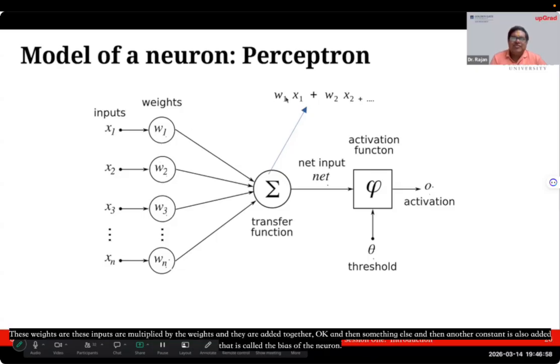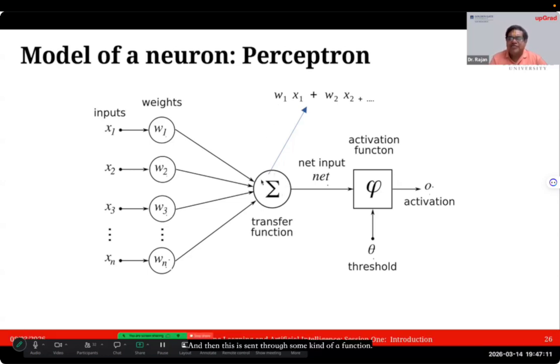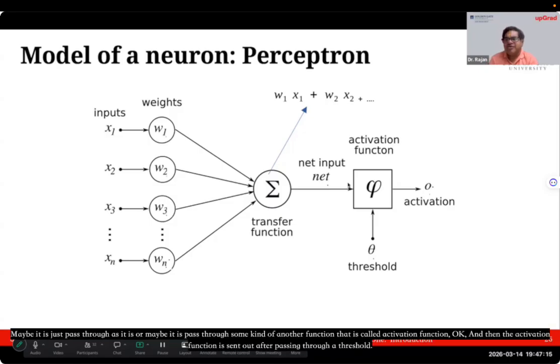These inputs are multiplied by the weights and they are added together. And then another constant is also added. That is called the bias of the neuron. And then this is sent through some kind of a function. Maybe it just passes through as it is, or maybe it is passed through another function. That's called the activation function, and then the output is sent out after passing through a threshold.